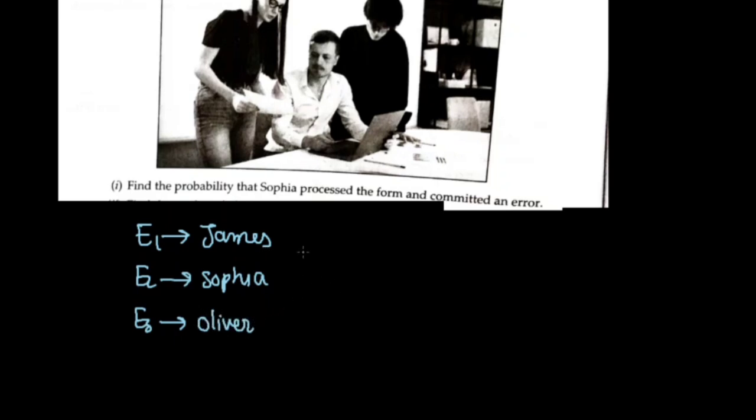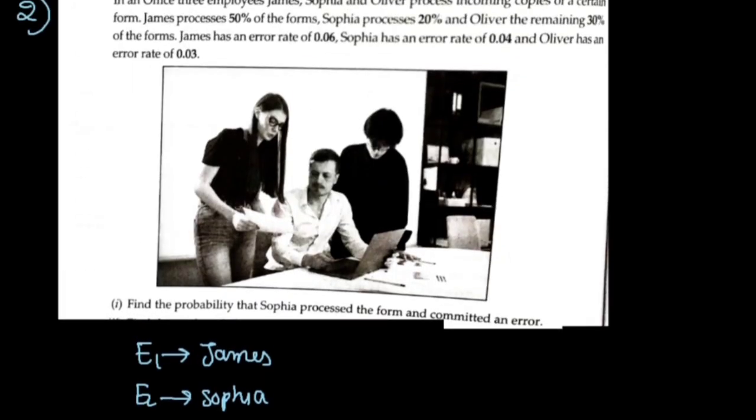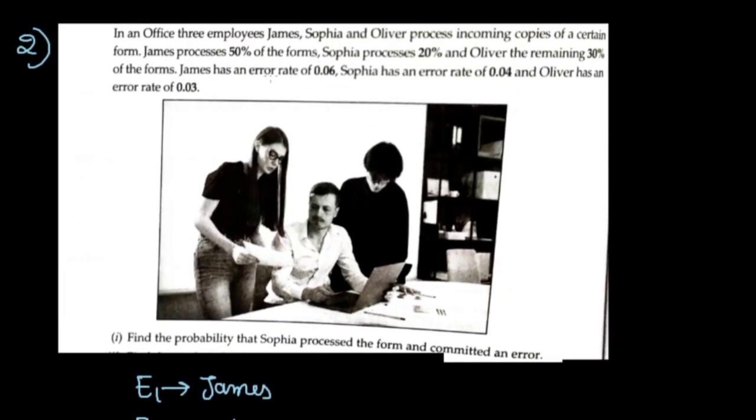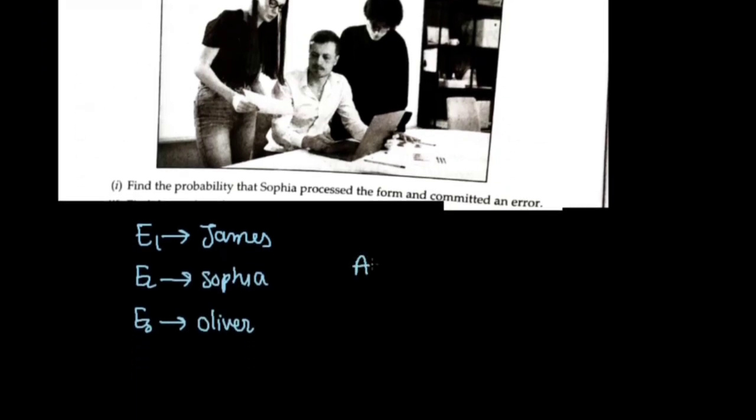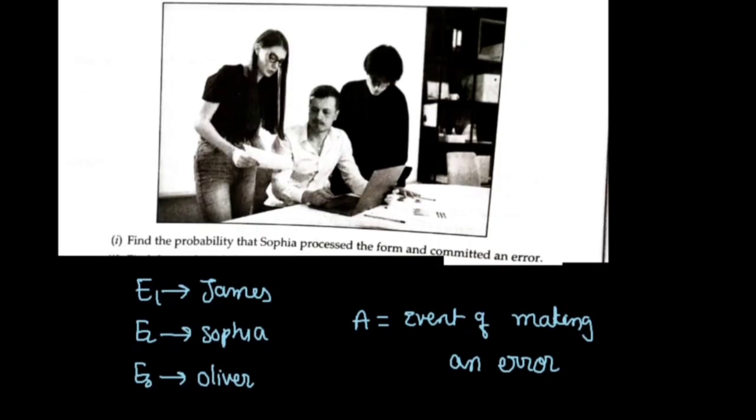Okay, so here A is the event of making an error, committing an error. Then we will write the given data.